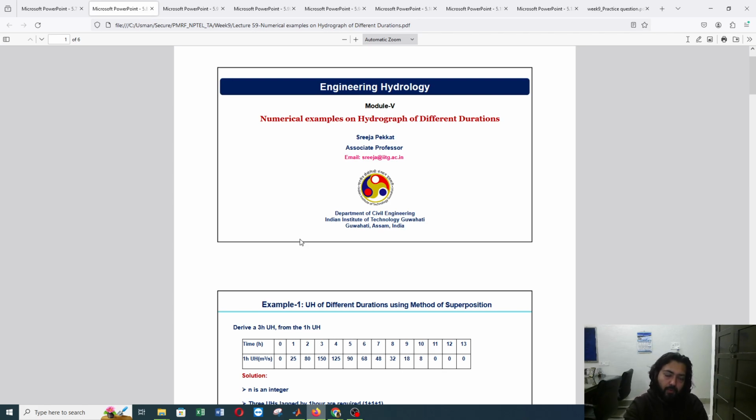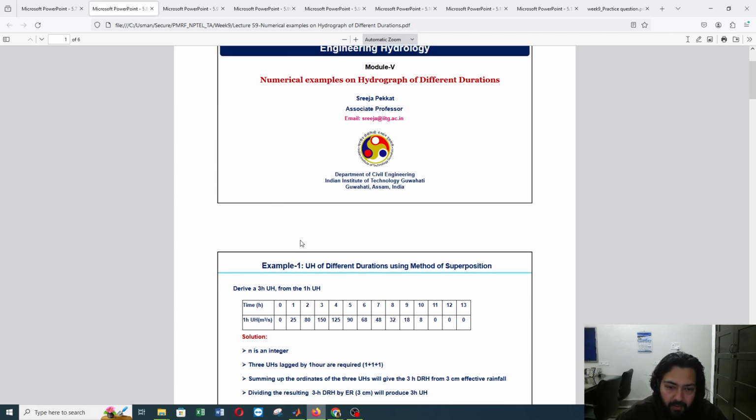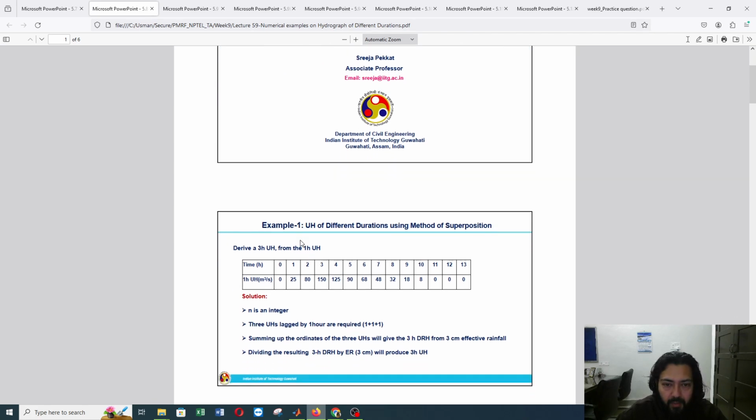topics, now we are going to see some examples based on each type. So the first example that we are going to see is how we can derive a unit hydrograph of different duration using the method of superposition, right? We know the method of superposition is very simple. Here they are saying: derive a 3R unit hydrograph from a 1R unit hydrograph. So they have given us a 1R unit hydrograph and they are asking us to derive a 3R unit hydrograph.